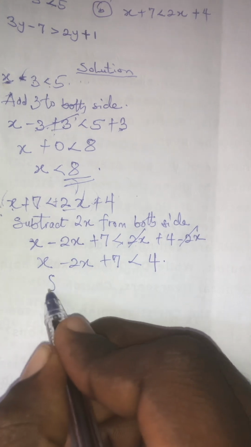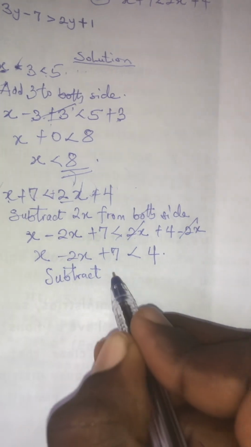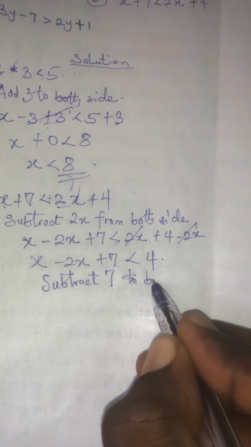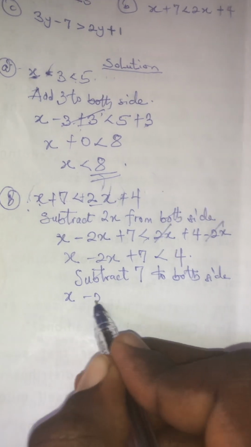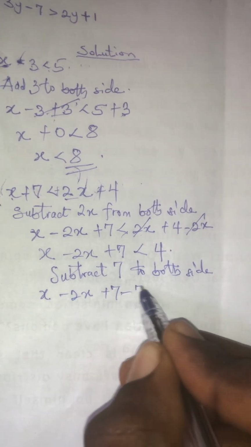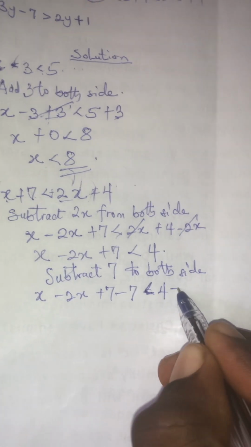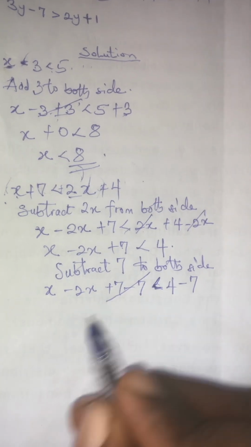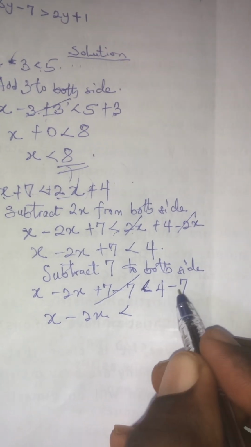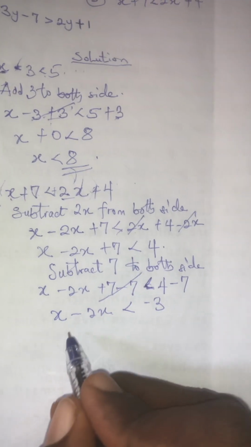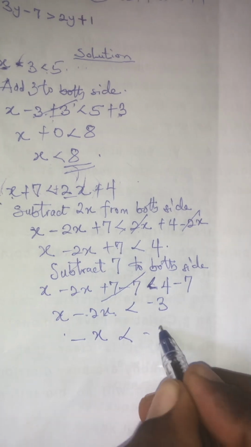So now to that subtract, because it's plus here. Now to subtract 7 from both sides. So now I have x minus 2x plus 7 minus 7 less than 4 minus 7. You can count it. We have x minus 2x less than 4 minus 7. We have minus 3. So now that x minus 2x, we have what? Minus x less than minus 3.